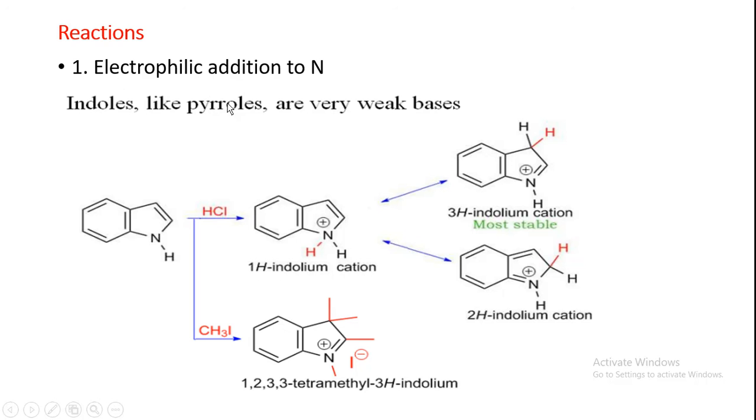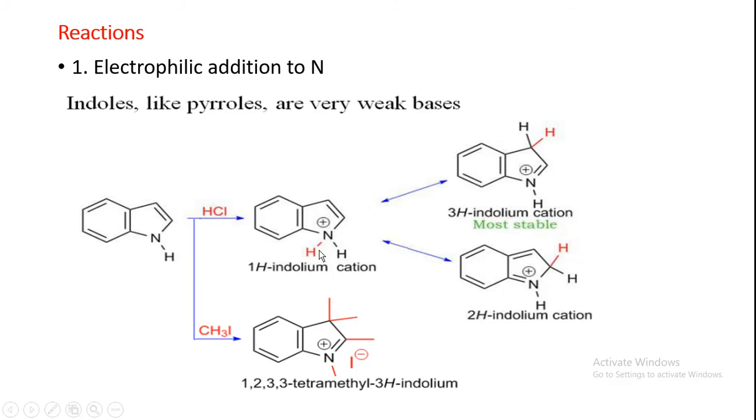Indole is a fusion between benzene and pyrrole, so like pyrrole, indoles are very weak bases. If you react with hydrochloric acid, that is a basicity property, H plus will add to this nitrogen. It will form the 1H indolium cation. Or the hydrogen may be displaced in the pyrrole ring, so it may give the 3H indolium cation.